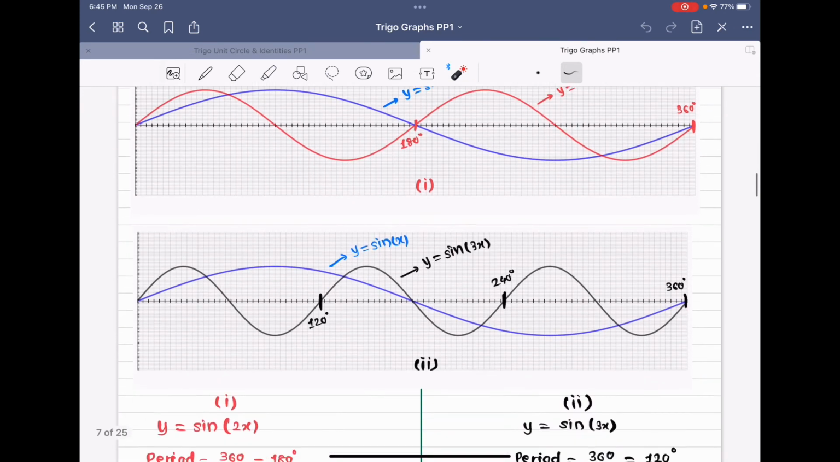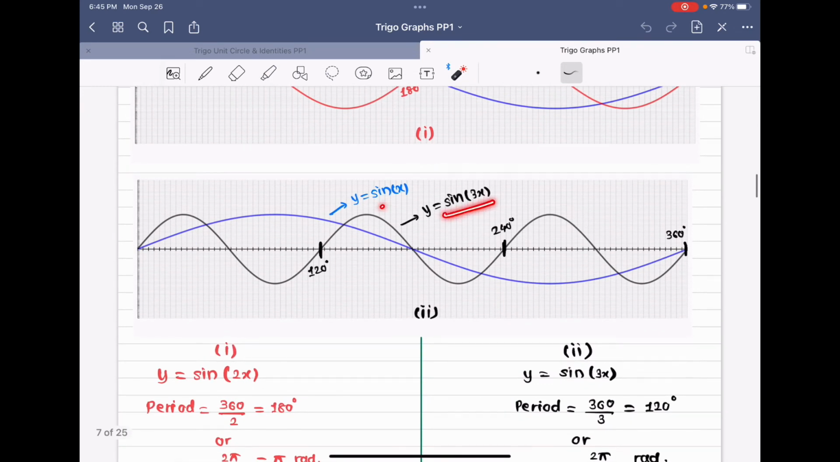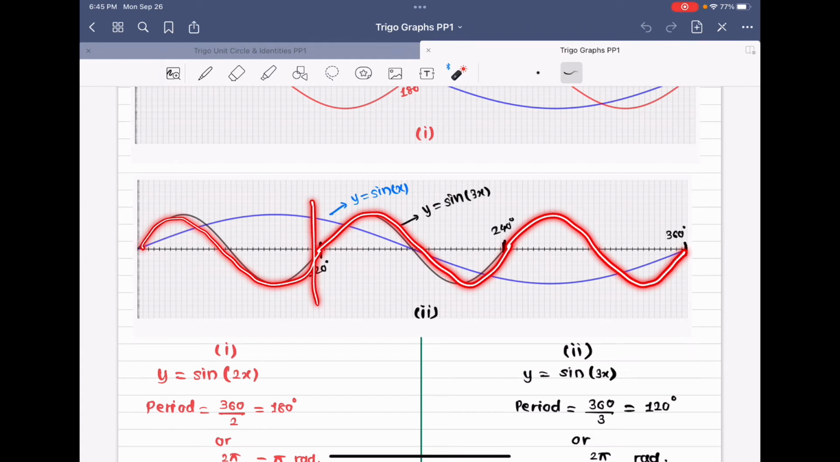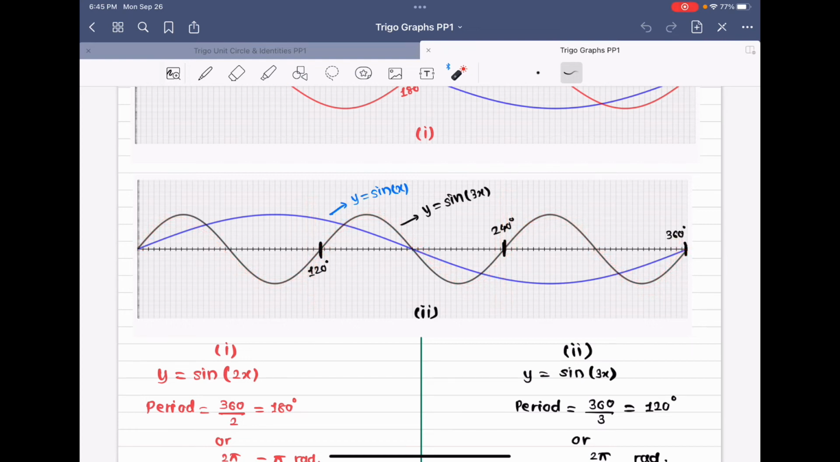If I go from y is equal to sine x to y is equal to sine 3x, it should complete 3 waves in 0 to 360. So look here, 1, 2 and 3. So this is 1, this is 2, this is 3. So 3 waves are completed in 360 degrees. So one wave is completed in 360 upon 3, that means 120 degrees. How? That is the calculation.